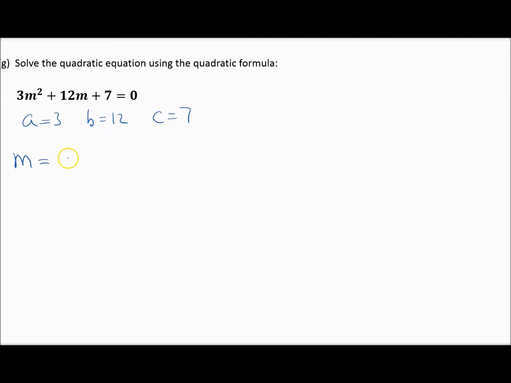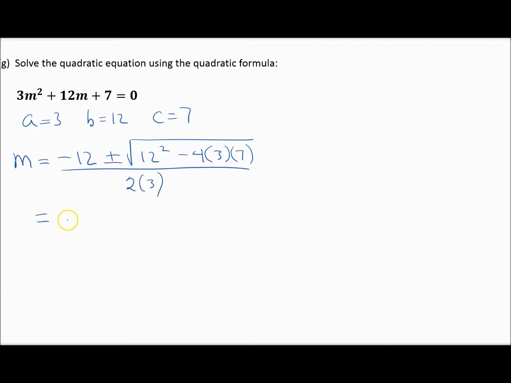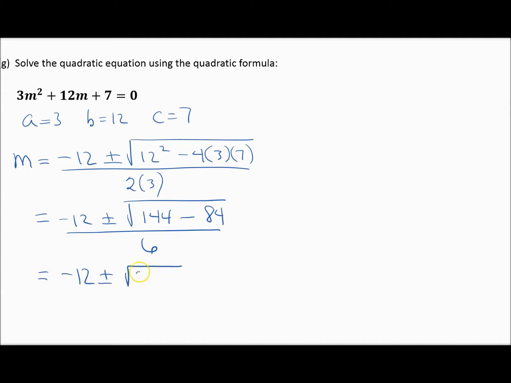M is equal to negative B, so negative 12, plus or minus the square root of B squared, so 12 squared, minus 4 times A is 3, times C is 7. And this is all divided by 2a, so 2 times 3. That gives me negative 12 plus or minus the square root of 144 minus, now 4 times 3 is 12, times 7 is 84, and that's all divided by 6. So it's equal to negative 12 plus or minus the square root of 60 over 6.